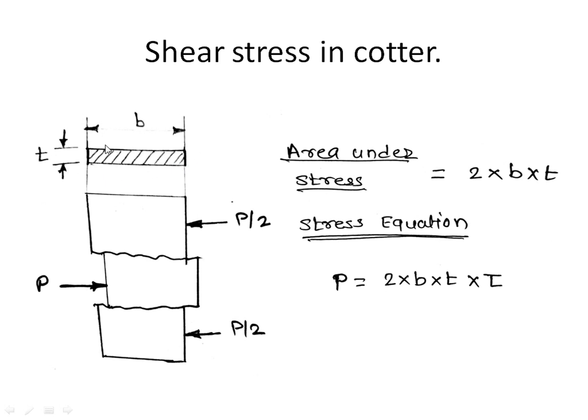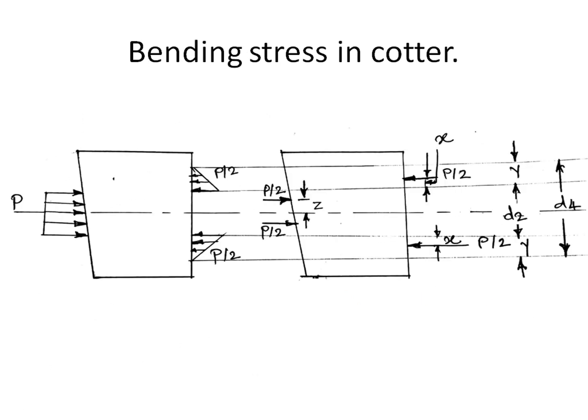The cross-sectional area of the cotter is given by mean width multiplied by thickness of cotter. Therefore, the area under shear stress, as it is a double shear stress, will be twice B into T. Hence, the strength equation for the cotter will be P is equal to 2 into B into T multiplied by tau. The next type of stress in the cotter is bending stress.